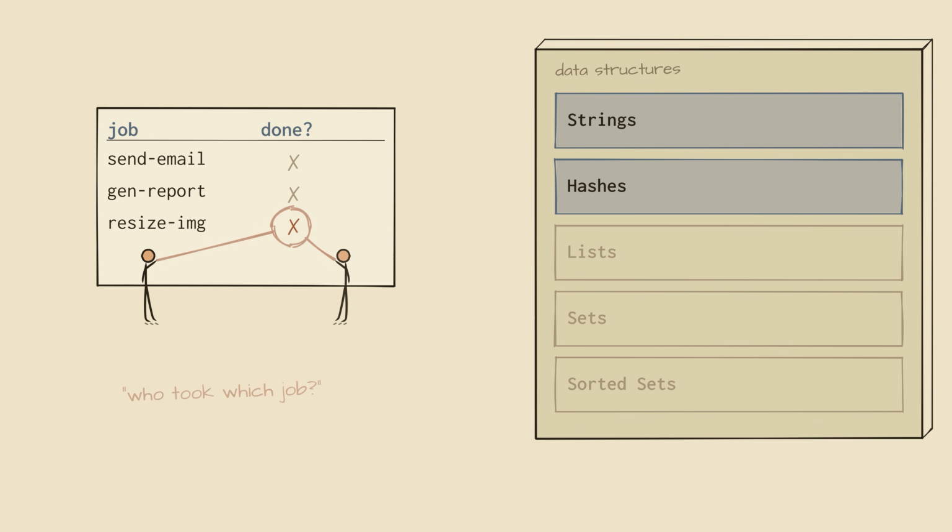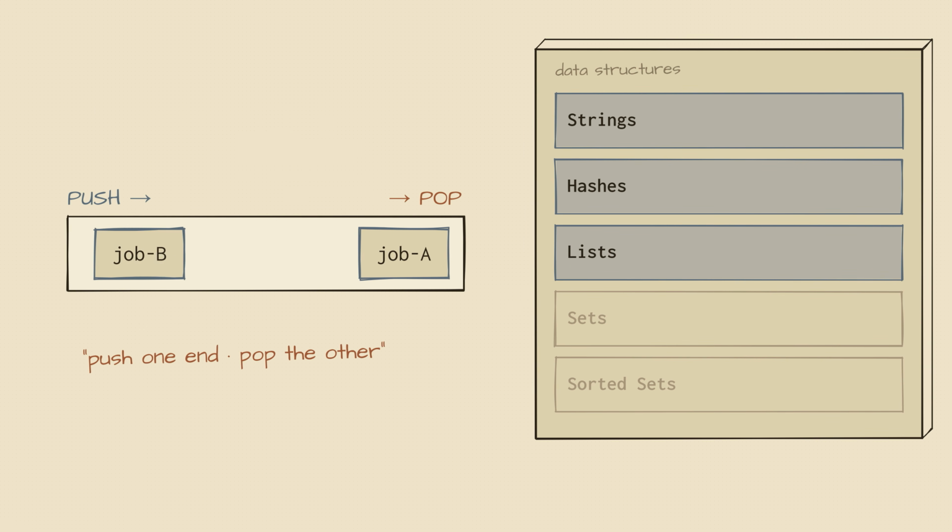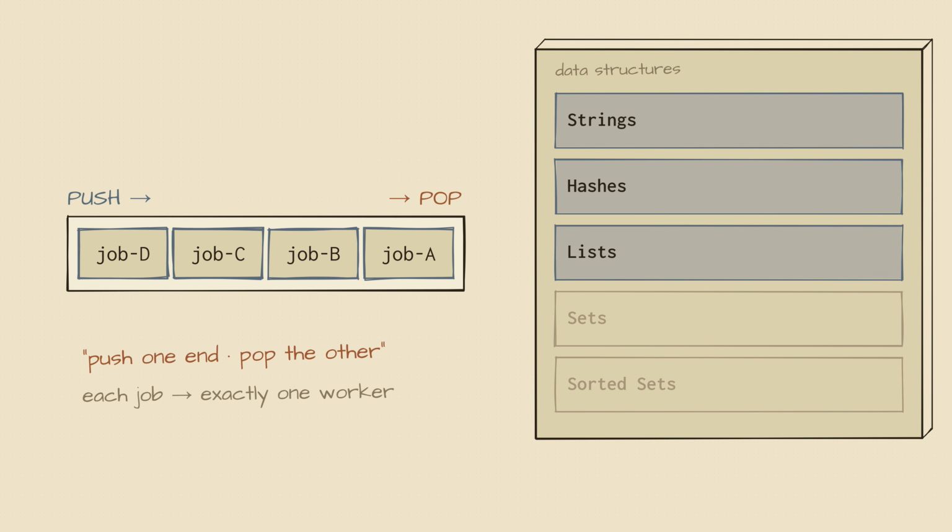Now say you need a job queue. The usual hack is a database table you keep polling. Grab the unfinished rows, mark them done, but the moment you add a second worker, they start fighting over the same job. A list is just an ordered line. Producers push jobs on one end, workers pop them off the other. And because a pop is atomic, each job goes to exactly one worker, no fighting.